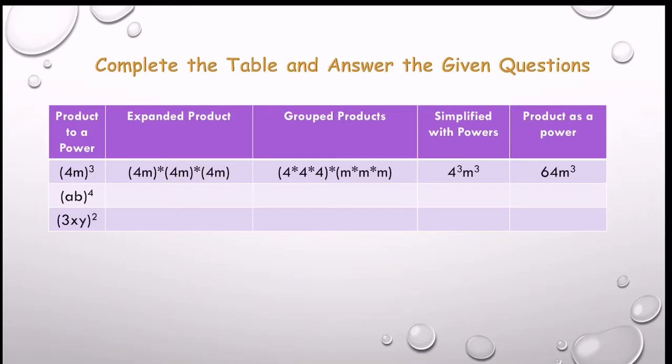And if you can do 4 cubed, do 4 cubed. If you can do 2 squared, do 2 squared. So that's how I got that 64.